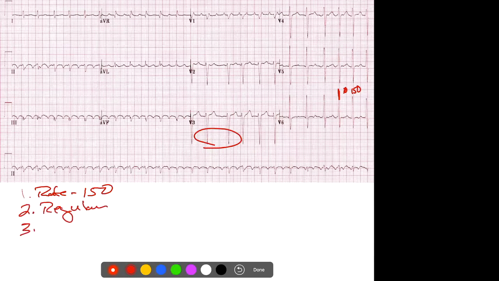Why is it regular? So there is a slight irregularity here, but if you were to march out these QRS complexes, and they're a bit hard to see here, you'd see that they're regular. Slight irregularity up here, but for the most part, this is a regular rhythm. If it were consistently regular throughout the other leads, then you just call it regular. But with one irregularity, you can't count it as that?